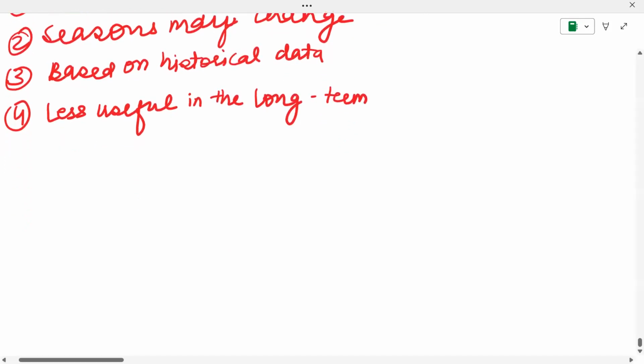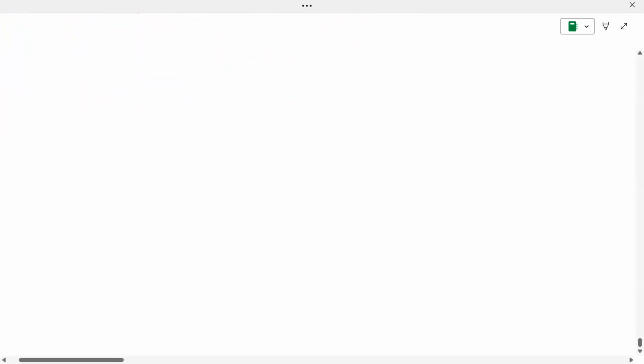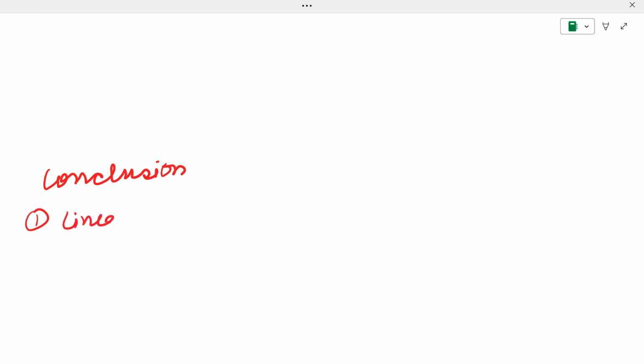So these are a few advantages and disadvantages. Now let's come to a conclusion also. We have studied such a lengthy chapter. The conclusion is that linear regression is most relevant when it comes to linear relationships between the variables. So linear regression is suitable when there's a linear relationship.